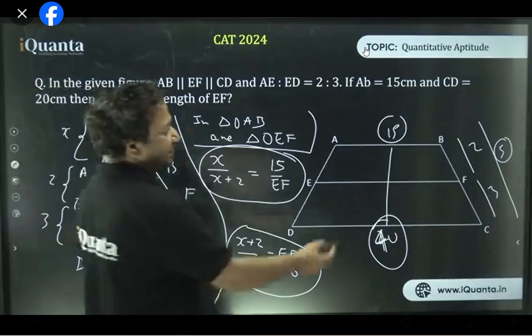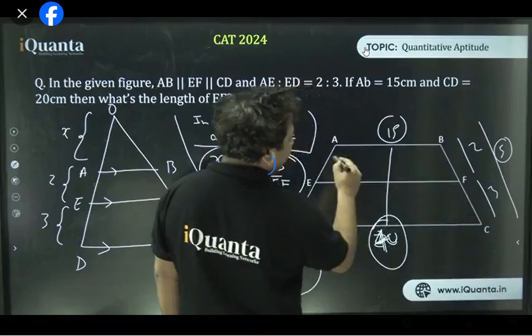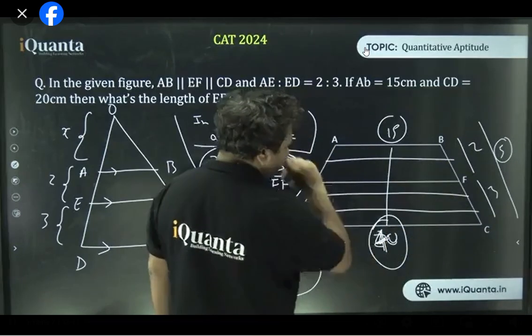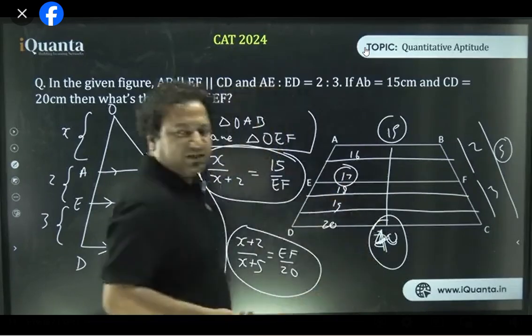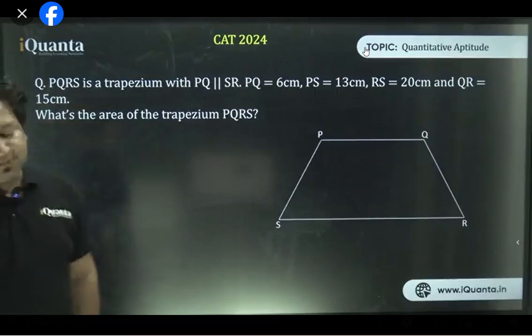ठीक है? तो 15 से 20 तक जाने के में 5 बढ़ा, यहां भी 2 से 3 हो रहा है. So 1, 2, 3, 4, and this was 5. 15, 16, 17, 18, 19, 20 is already given to us. 17 happens to be the answer. Sure, now it's clear. Perfect. Let's do this question.